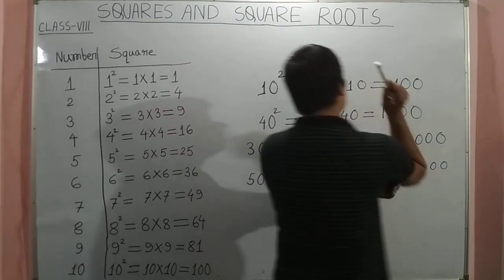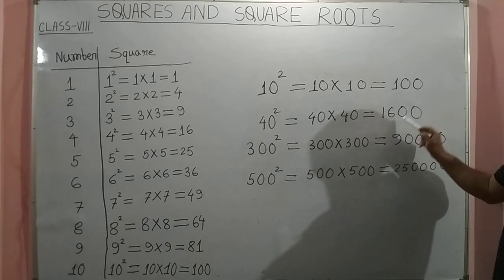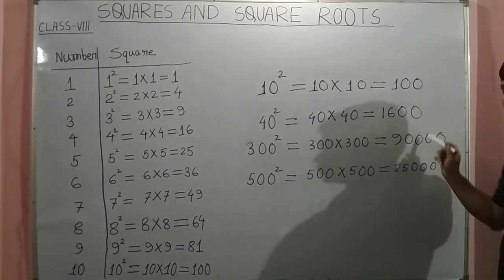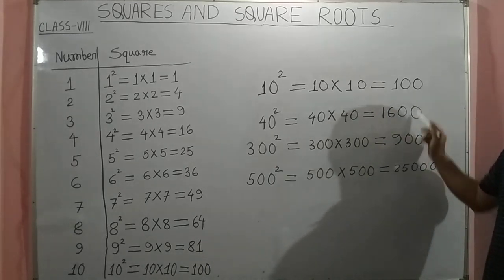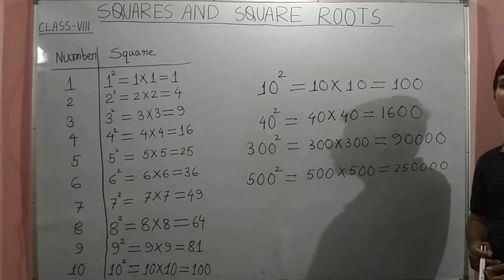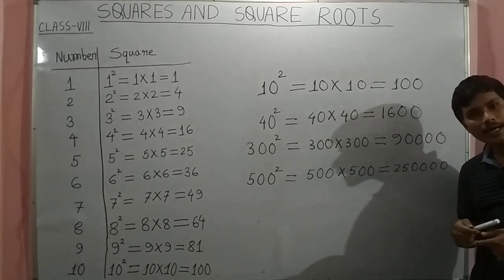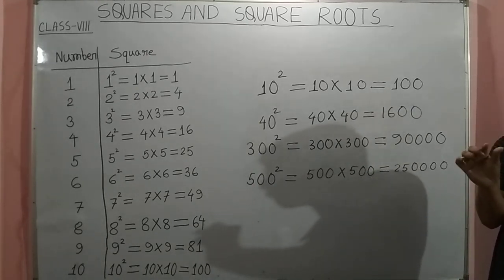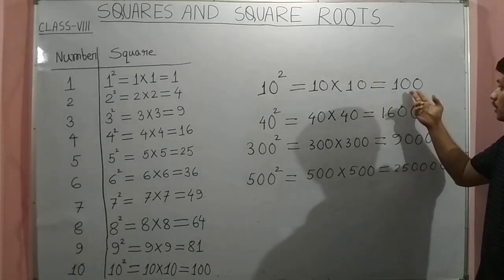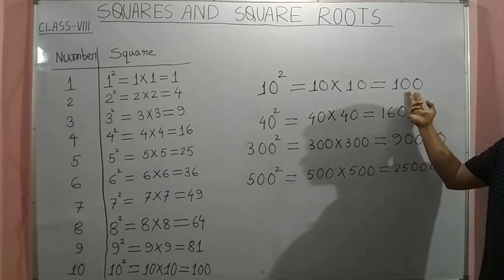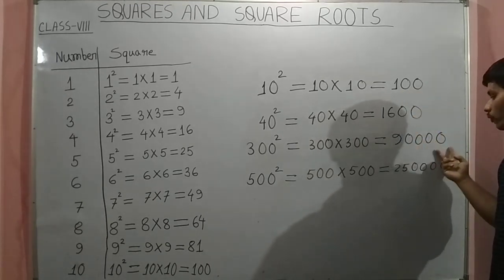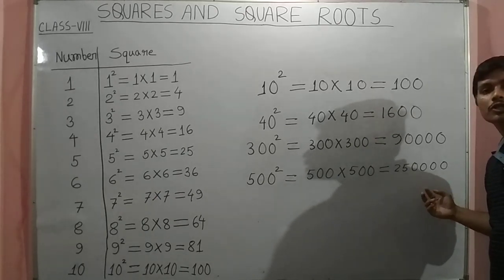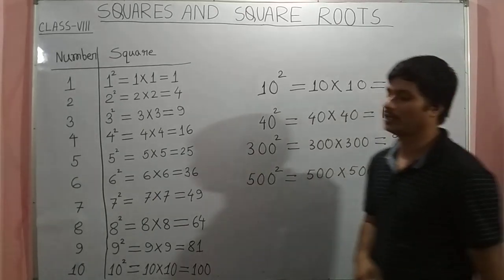Also, you see, 2 zeros, 2 zeros, 4 zeros, 4 zeros. A perfect square ends with an even number of zeros. See, this ends with an even number of zeros: 2 zeros, 2 zeros, 4 zeros, here also 4 zeros. This is very important.